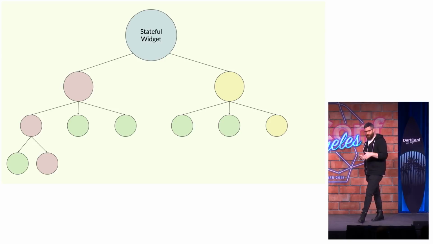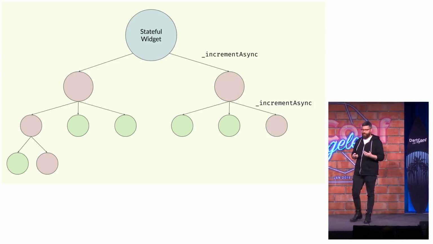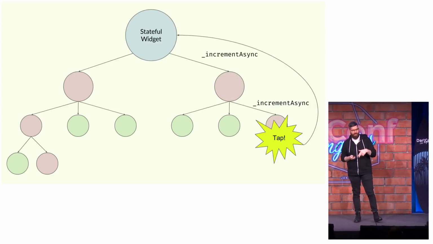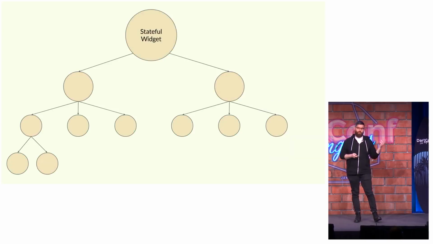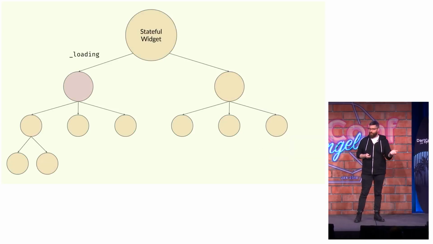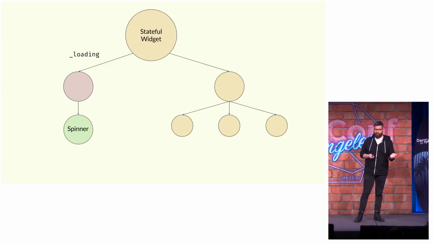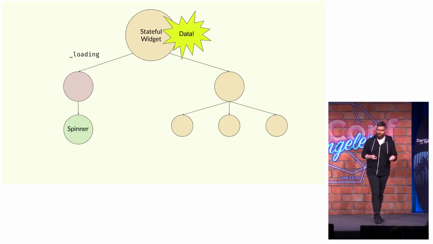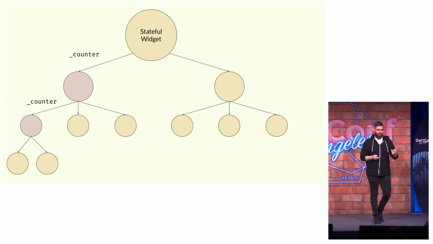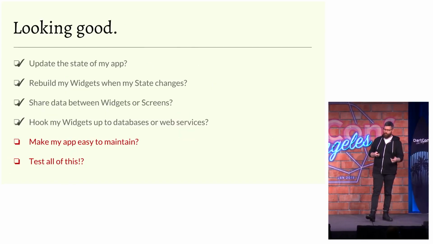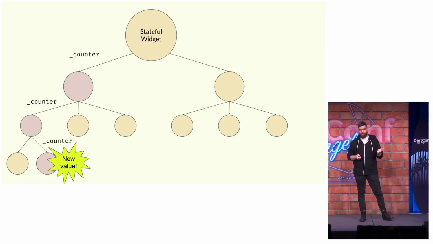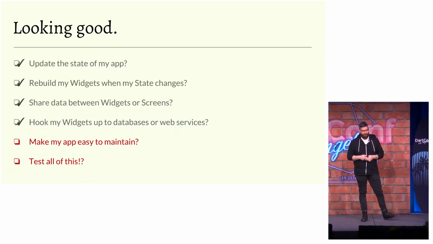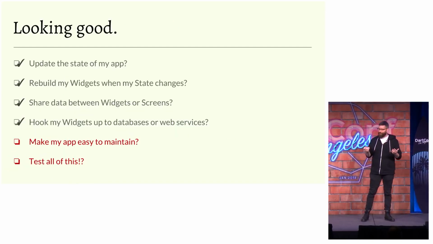And so what this looks like again with our widget tree is that we'll pass increment async down. When we tap on that, then we'll go ahead and re-render the widget tree. The first render will, of course, have the loading state involved, and we'll show the spinner. And then when the data comes back from the API, it'll pass the counter down, down, down, and we'll see that the new value is actually rendered at this point. Cool. So, looking good, right?